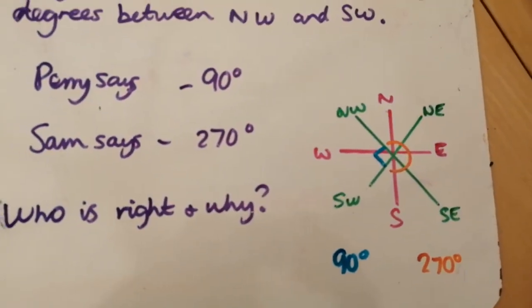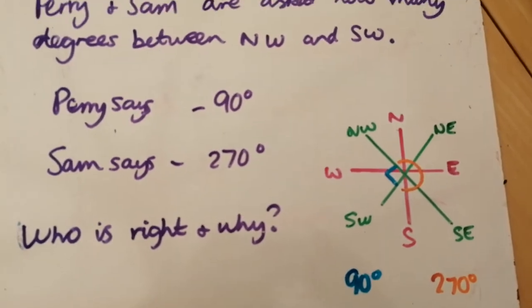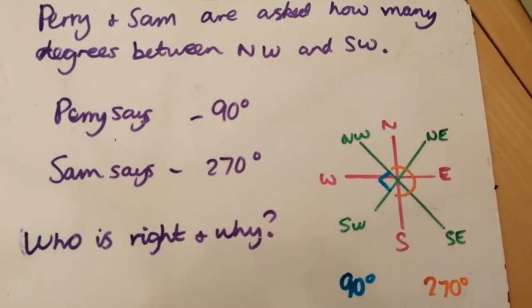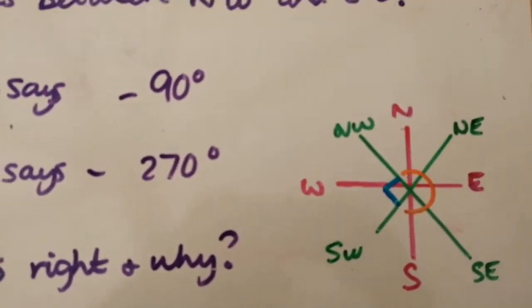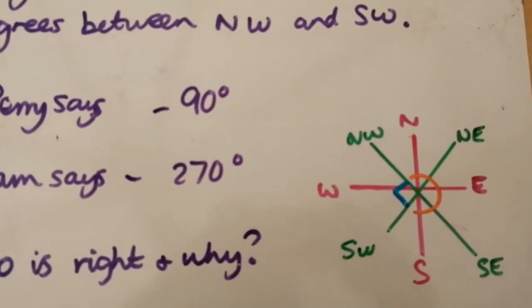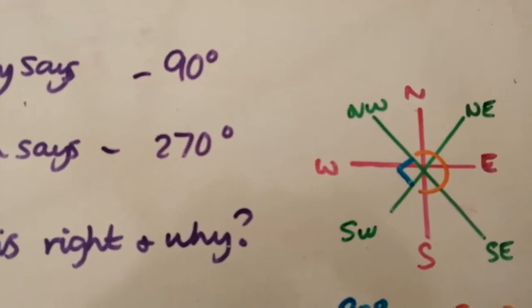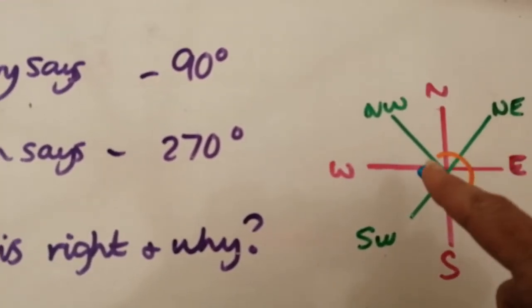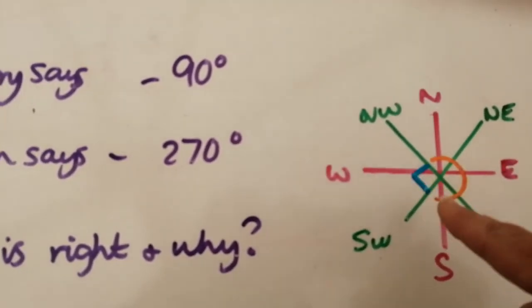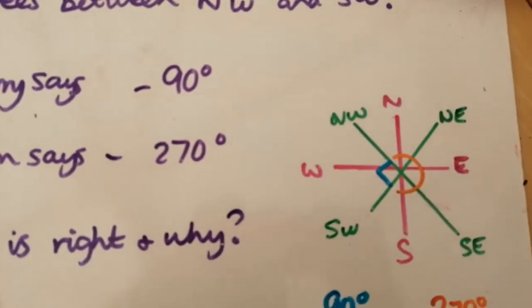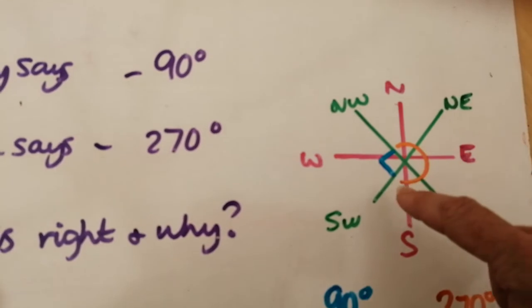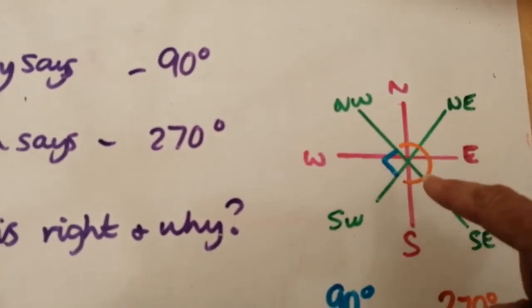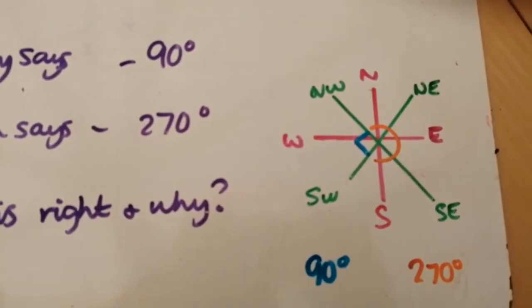So if you take a look at the compass that I've drawn, you can see that actually both of them are right. Perry would be right if he says the degrees between northwest and southwest are 90 degrees. He's correct, as long as you're measuring going anti-clockwise. And Sam is right also if you're measuring going clockwise, because that reflex angle there would be 270 degrees.